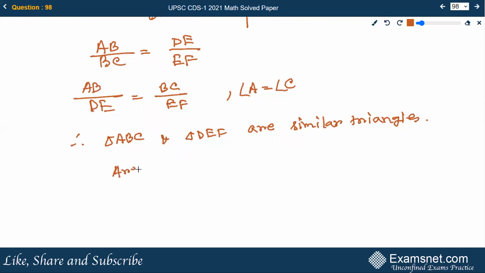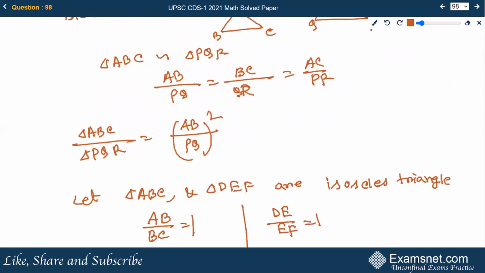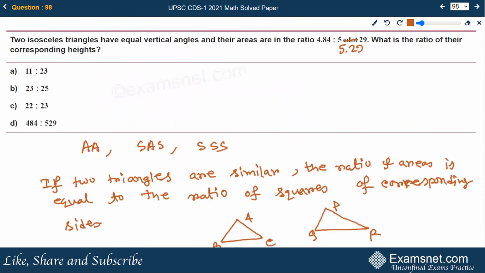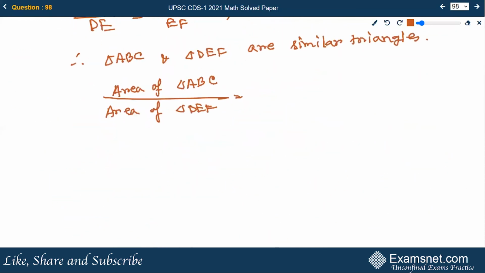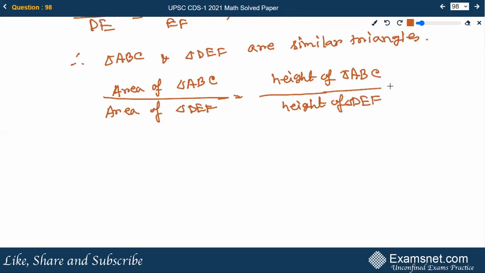So the area of triangle ABC by the area of triangle DEF, that is the square of the ratio of two corresponding sides. Okay, correct. So that can be their height also. So the height of triangle ABC and the height of triangle DEF, the square of their heights, that could happen.